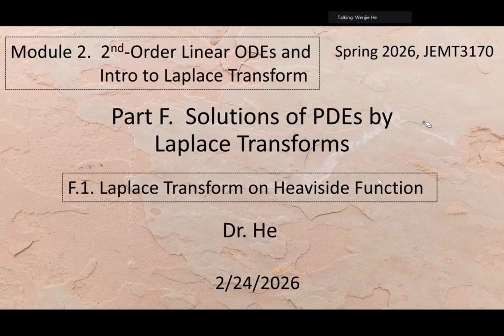Part F. This is our second round on this PDE topic. In module 1, we used part C to get a basic knowledge of PDEs. In this part, we need to solve PDEs by Laplace transforms, because we have learned the Laplace transform. After the midterm, we have another round, where we solve PDEs by Fourier transforms.